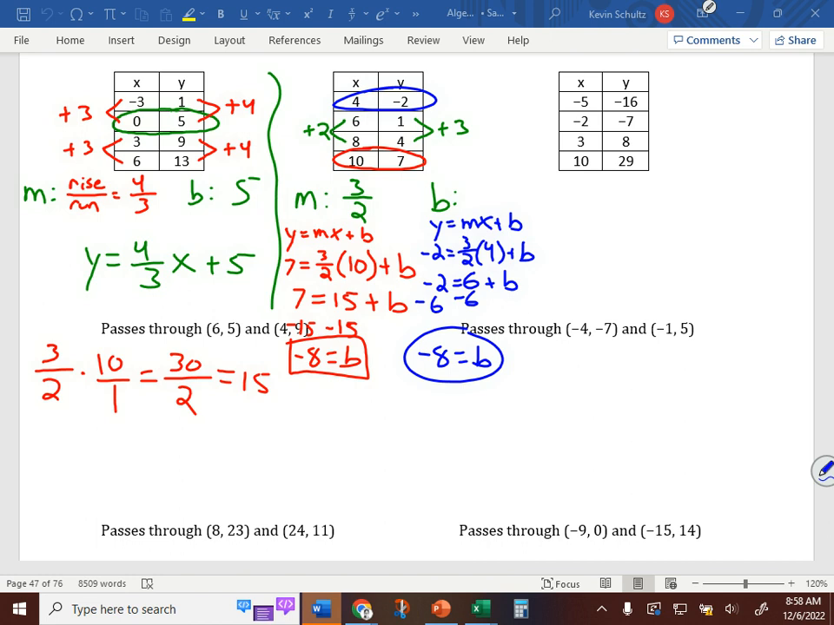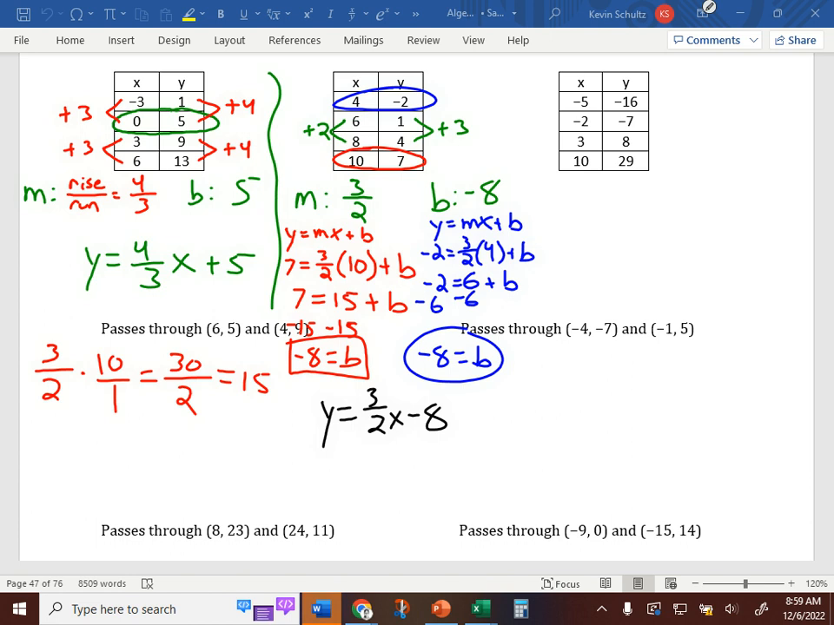So it does not matter which ordered pair you plug into the line. Math is beautiful, and any of those ordered pairs can be used to solve for the y-intercept because all of those ordered pairs are on the line. What's our final answer? What's the equation in slope-intercept form? Anybody? y = 3/2 x - 8. I'm going to leave that one for you to do on your own. That is the fun one. That's why I want you to do it.